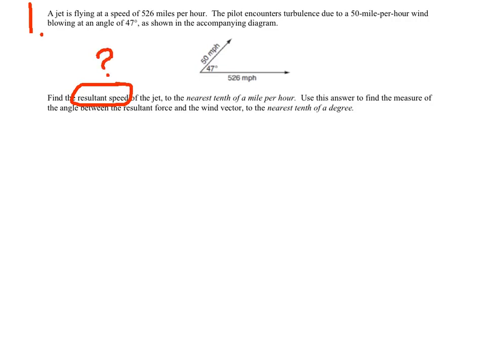Find the resultant speed of the jet to the nearest tenth of a mile per hour. Use this answer to find the measure of the angle between the resultant force and the wind vector to the nearest tenth of a degree. So there's two questions in there. Let's first attack the one question. And that question was find the resultant.